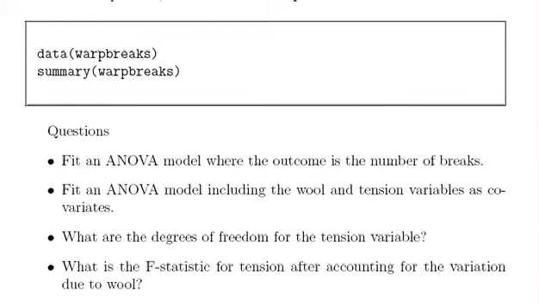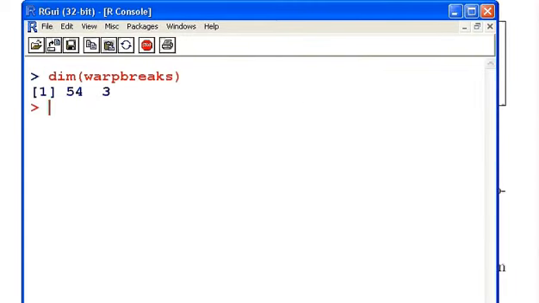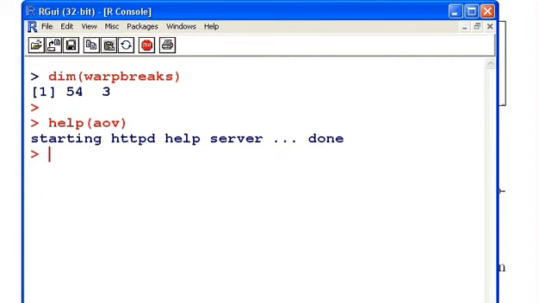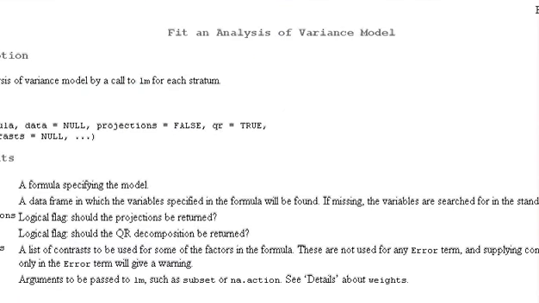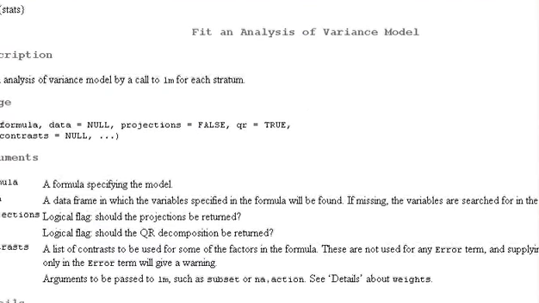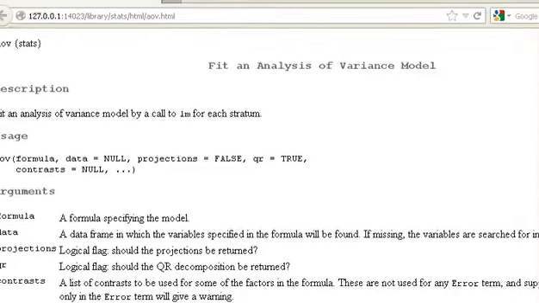So what we're going to do here is fit an ANOVA model, and the relevant command for that is aov. The help file for that is probably a good place to go looking for it. Now there's also a different command in there. We have it there. So, fit analysis of variance model. You can find that yourself pretty easily.